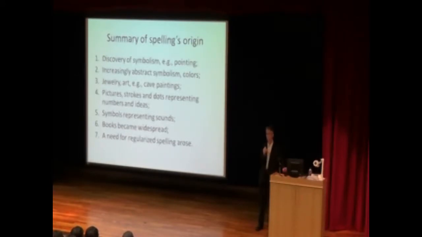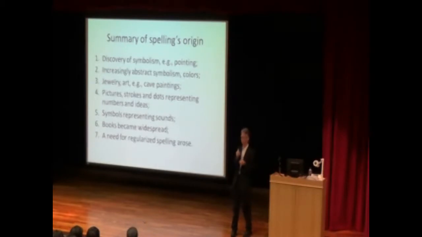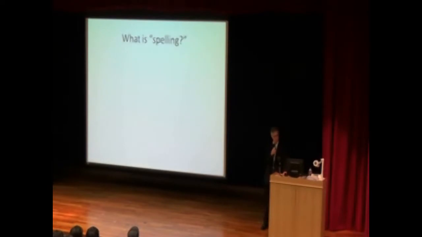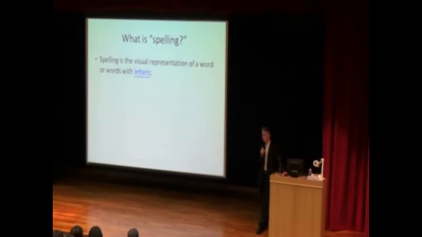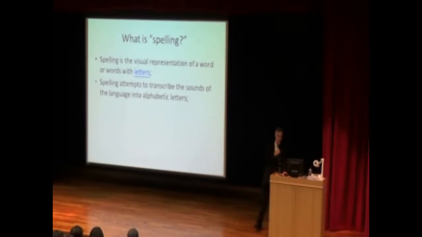And so we're getting kind of closer to our second question, aren't we? Why is English spelling so difficult? But we haven't even started to answer that question. So, what is spelling? That's our first question. Spelling is the visual representation of a word or words with letters. It's a very simple definition. Spelling attempts to transcribe the sounds of the language into letters.